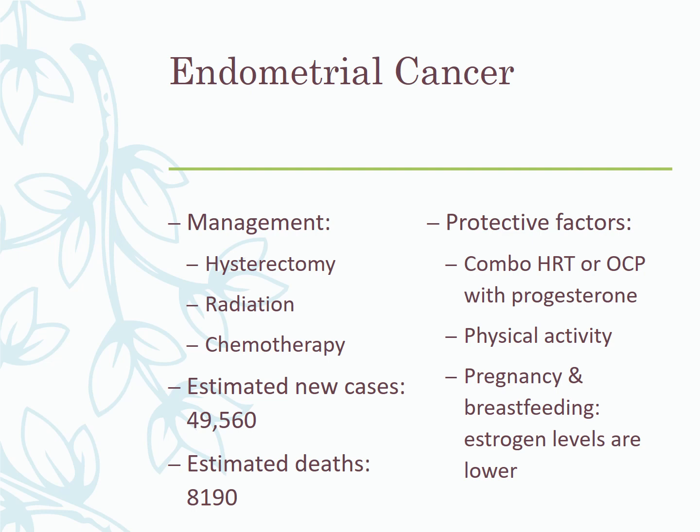So with endometrial cancer, a combo hormone replacement therapy or contraceptive with progesterone might be beneficial for this woman. Physical activity, because we want to get everybody's weight down. Pregnancy and breastfeeding, because that's when estrogen levels are lowered. Diagnosis is going to be made with a pap smear or a transvaginal ultrasound and a biopsy.